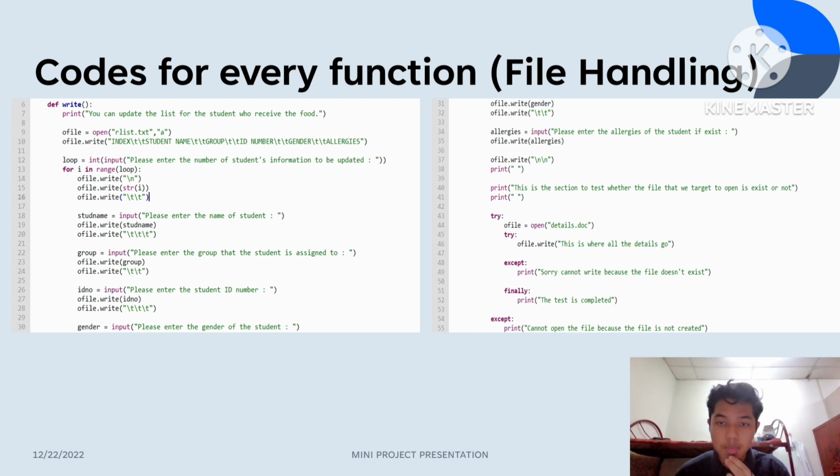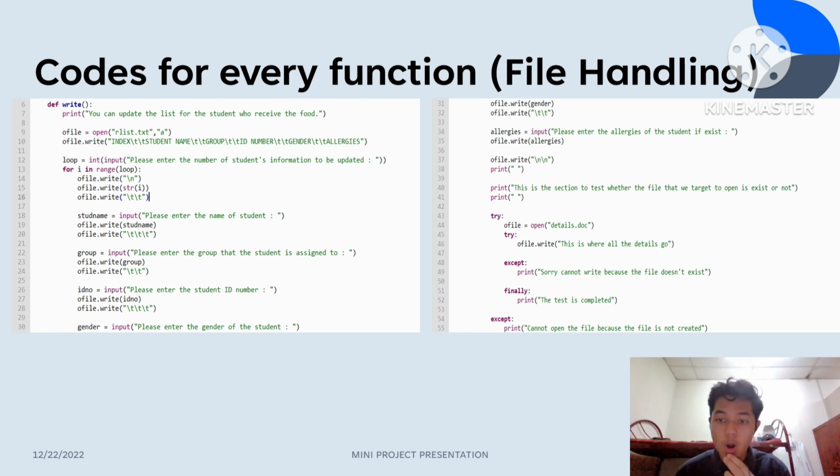And then we also implement exception handling. We try to open details.doc, and in it there is also a file exception with ofile.write. This is where all the details go. So if details.doc exists, it will output.